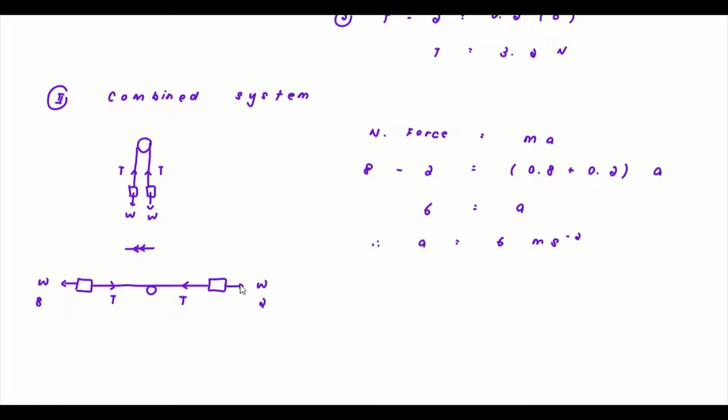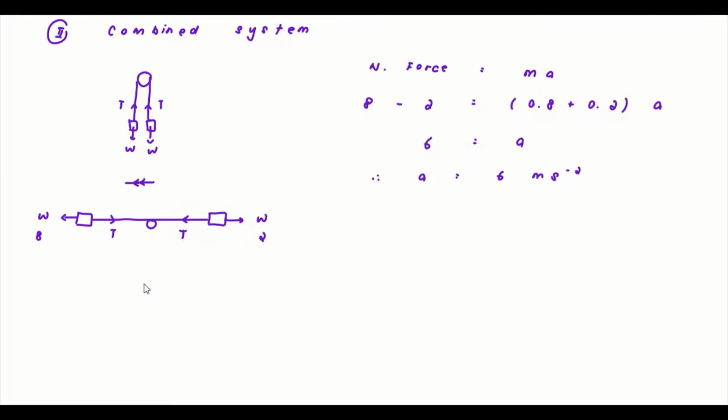Because you are solving it as a combined system, the tension will normally just cancel out, so you can find your acceleration first. After you get your acceleration, you need to use the same part to actually solve the tension. You don't have a choice over here, because you cannot treat it as a combined system, otherwise you do not have the T, and you cannot solve it.